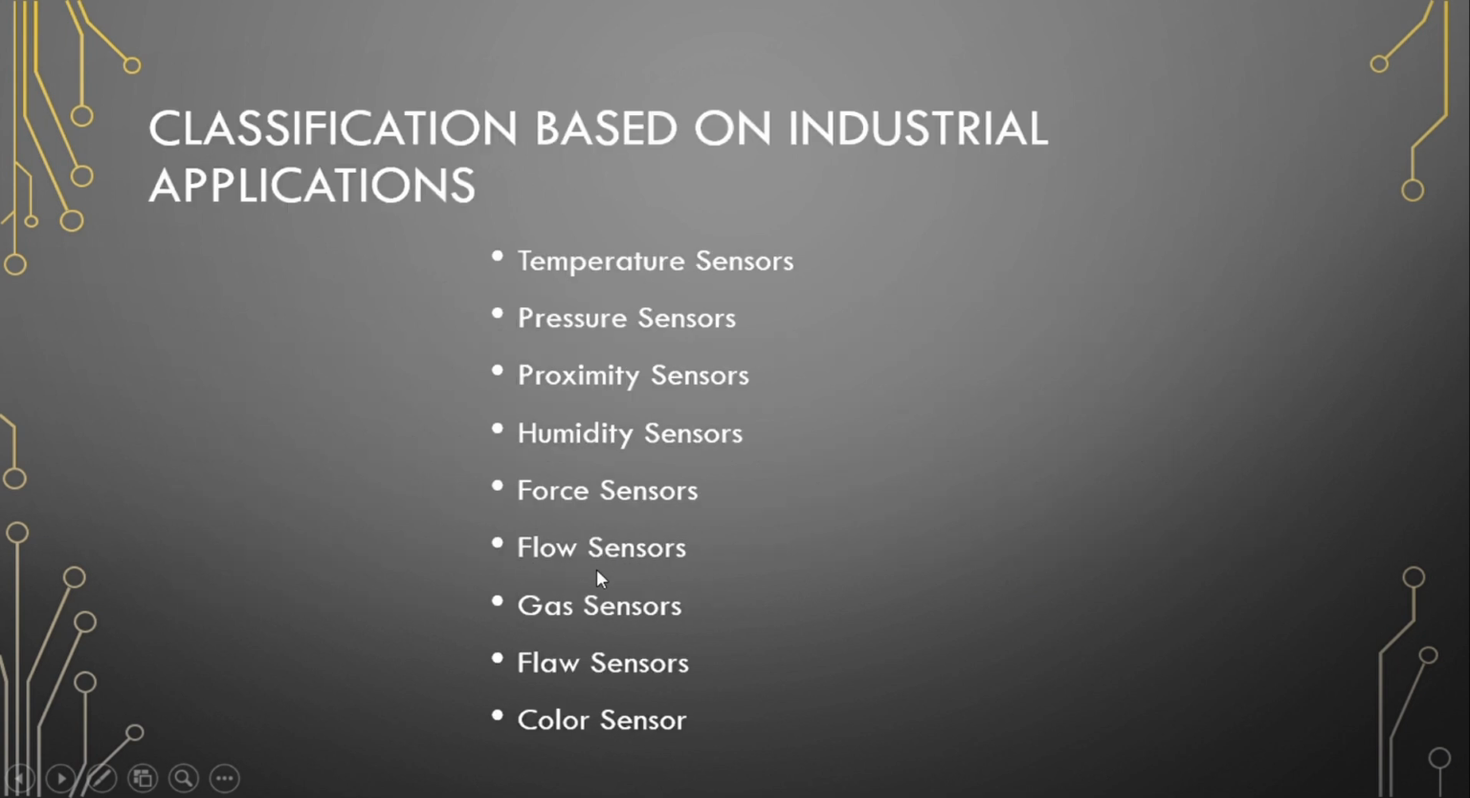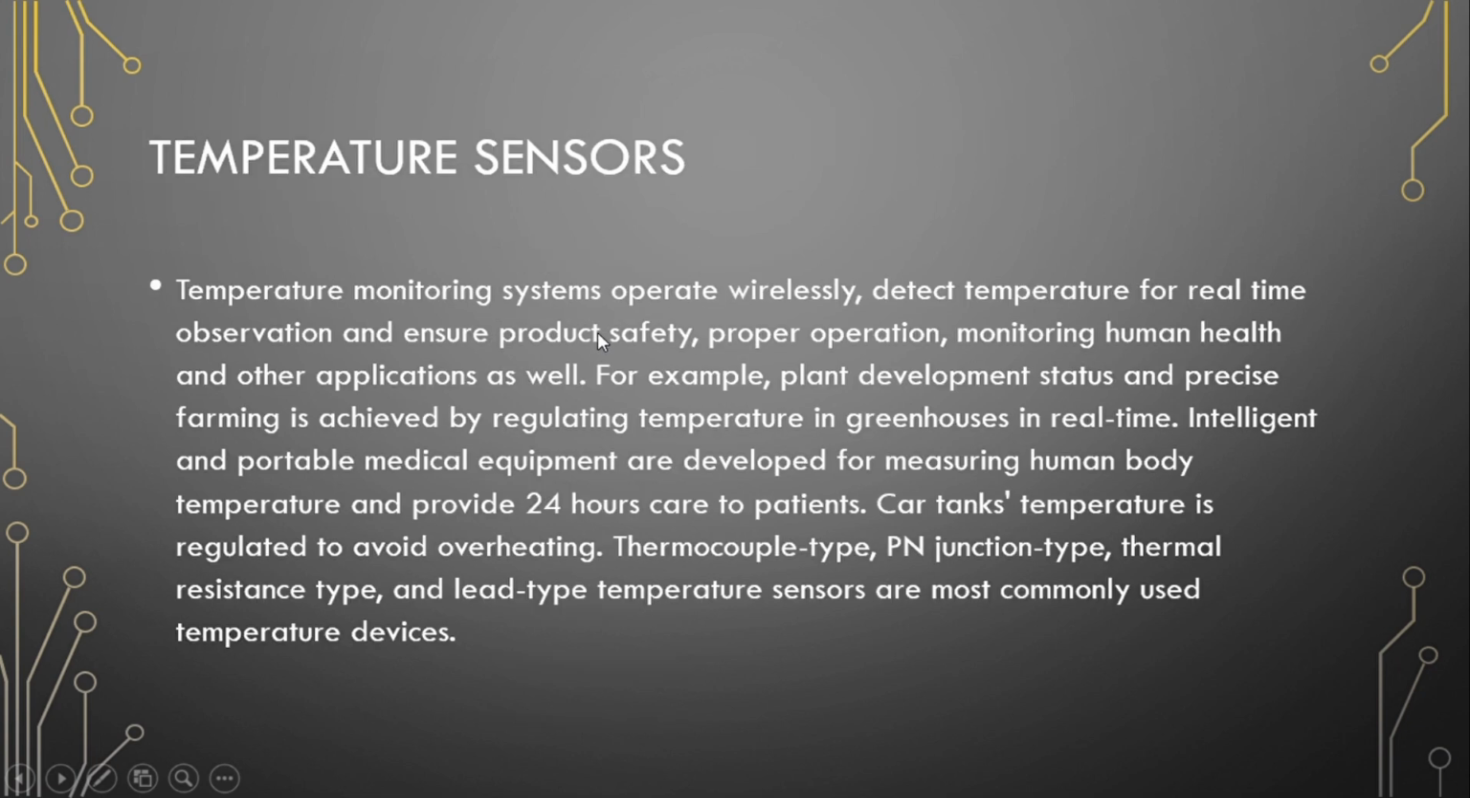Okay, the next thing is the classification based on industrial applications. There are a lot of sensors that can sense different types of stimuli, but a few sensors are most widely used in the industries: temperature, pressure, proximity, humidity. But we are going to discuss the first two. The first one is the temperature sensor and the second one is the pressure sensor.